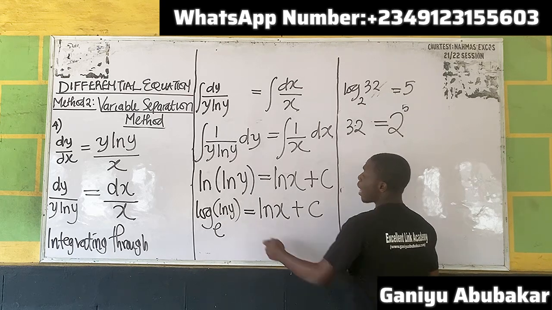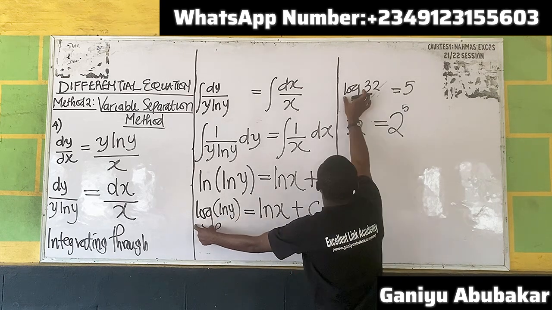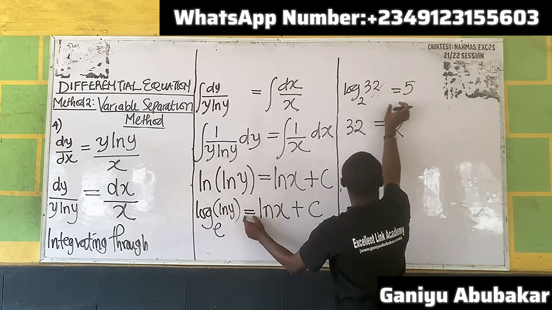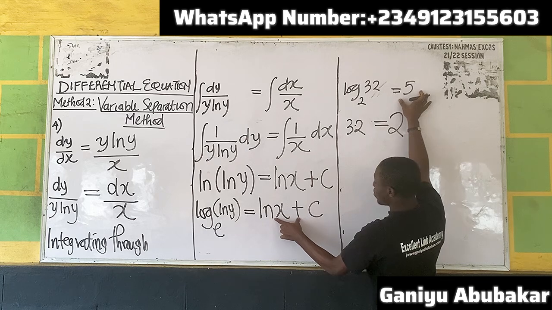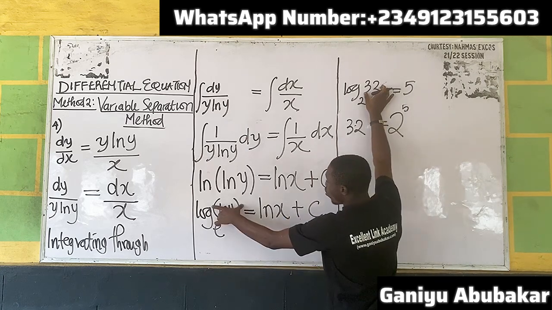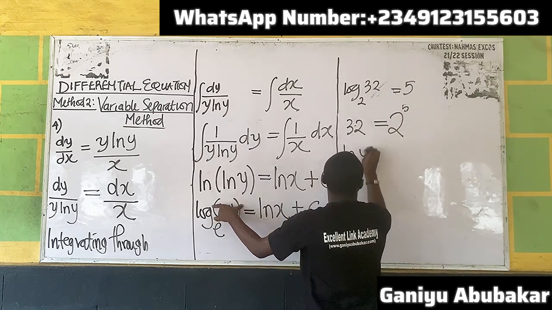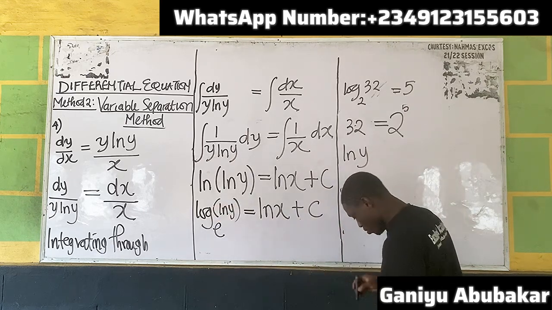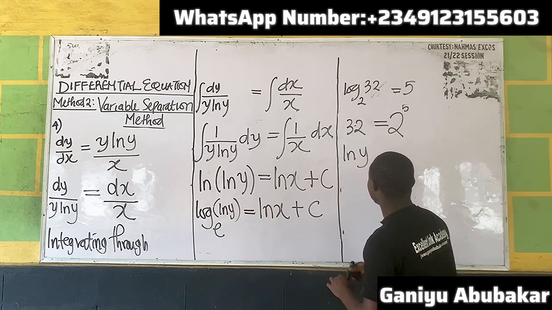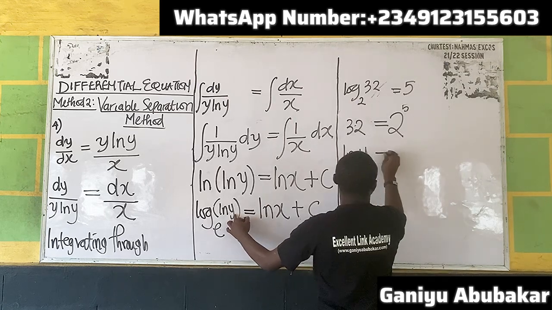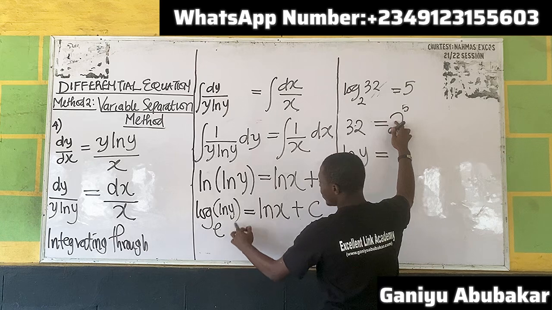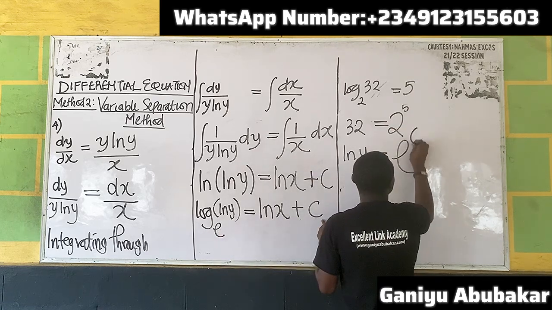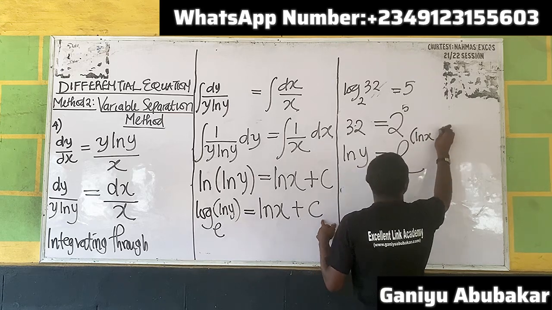What am I saying? I'm saying that this log is this log. 32 is this one, and base 2 is this one here, equals this one at 5 here, right? This is what I'm having. So 32 comes out first. So this one comes out first. That gives you ln y comes out first this way, is equal to, this down one becomes bigger. Everything here becomes the power into ln x, of course, plus c.